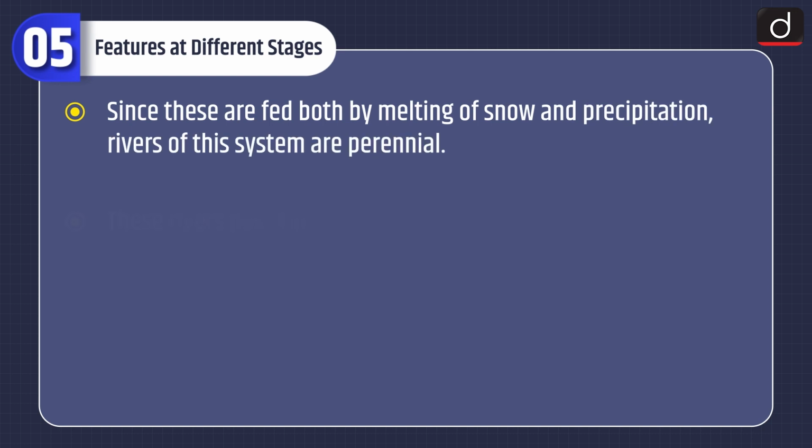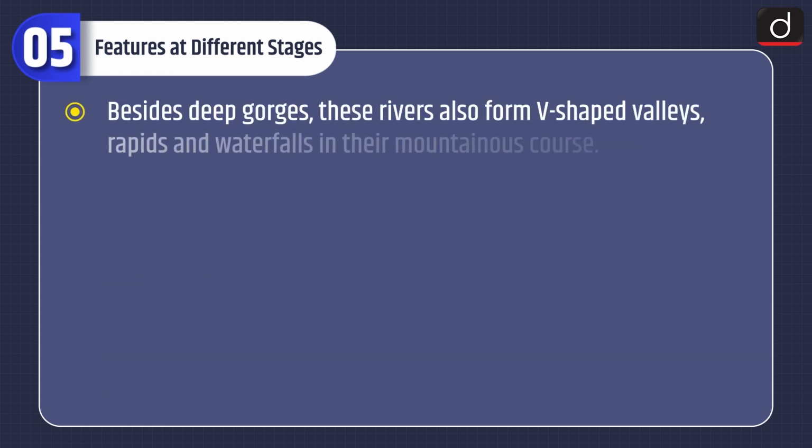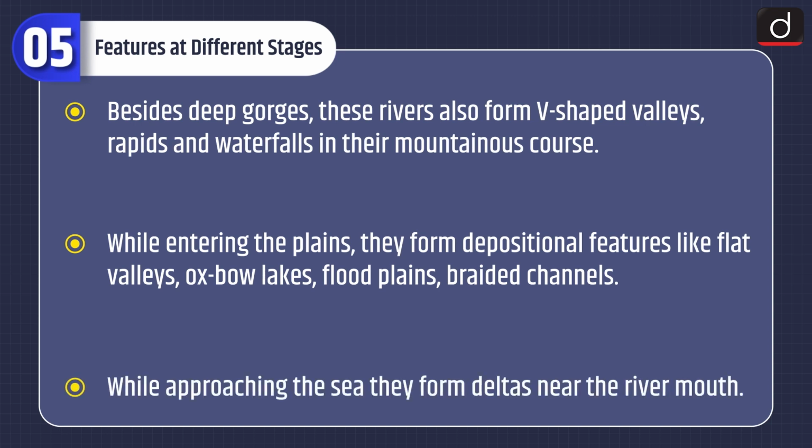Now moving on to the features at different stages. Since these are fed both by melting of snow and precipitation, rivers of this system are perennial. These rivers pass through giant gorges carved out by the erosional activity carried on simultaneously with the uplift of the Himalayas. Many of the rivers of Indus system are antecedent and cut through the mountains. Besides deep gorges, these rivers also form V-shaped valleys, rapids and waterfalls in their mountainous course. While entering the plains, they form depositional features like flat valleys, oxbow lakes, floodplains, braided channels. While approaching the sea, they form deltas near the river mouth.